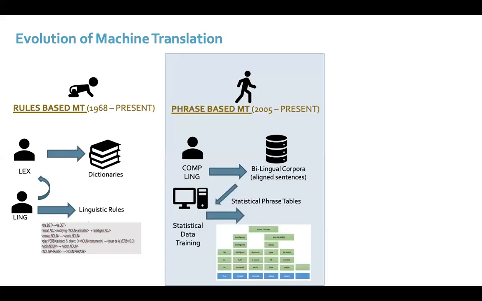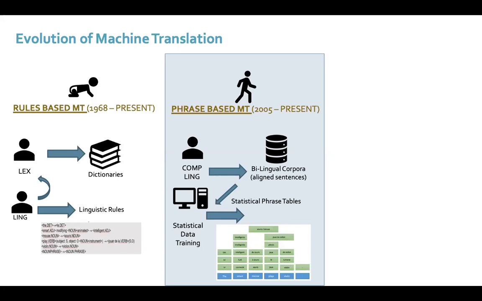Fast forwarding to the early 2000s, phrase-based and statistical machine translation was used. With this technology, computational linguists would align sentences from previous translations that were done by professionals and build these bilingual corpora. They would then feed them into the statistical phrase tables and go through the statistical data training. The result was much more fluent. It was also a faster way to build a language engine. So whereas rule-based was very slow, very labor-intensive, phrase-based relied on information that was already there and just needed to be formatted.